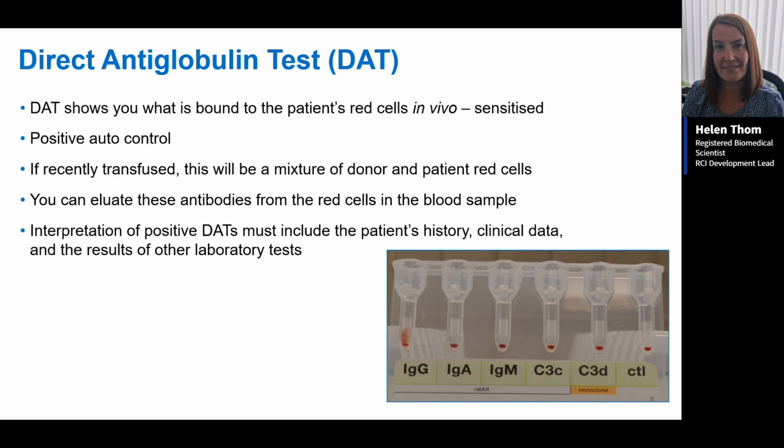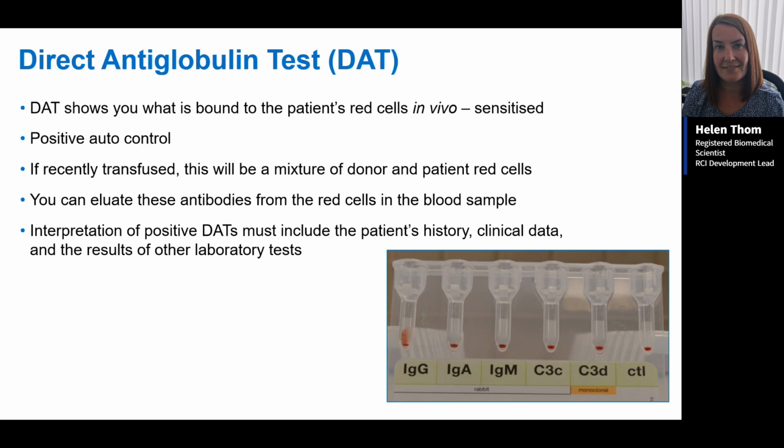We'll normally perform this test when we've had a positive autocontrol. That's when the patient's own red cells and the patient's plasma have been mixed together in an IAT, and you get a positive result. That's telling you there's something going on there. If they're recently transfused, you've just got to bear in mind that it's a mixture of your patient and donor red cells. So what you can sometimes see when you perform this test is a dual population, because the patient's cells would be negative if they're not bound with IgG, but any sensitized donor red cells are going to be bound with antibody, and that'll give you a positive result.